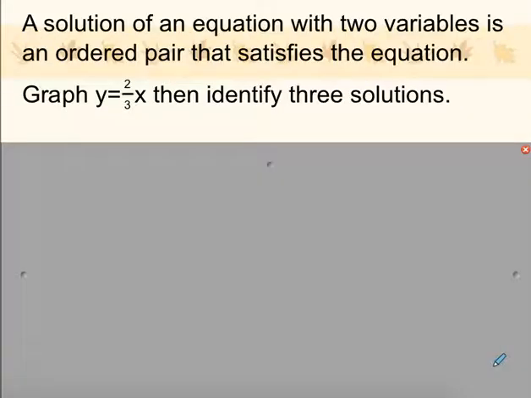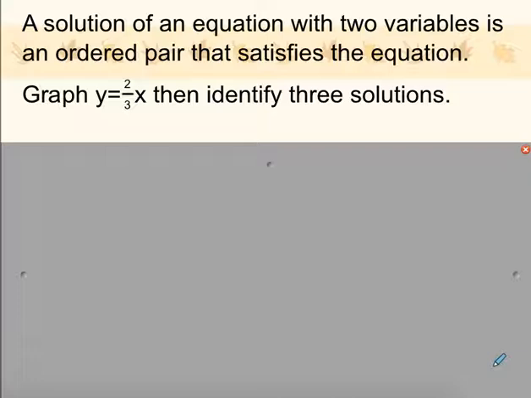Okay, so a solution of an equation with two variables is an ordered pair that satisfies the equation. Okay, so when we have y equals 2/3 x, I'm looking for an ordered pair that satisfies the equation. Now there's a lot of ways to do this. But remember, if you were just asked for solutions, an easy way to find those solutions would be to create a table and plug in different x values.